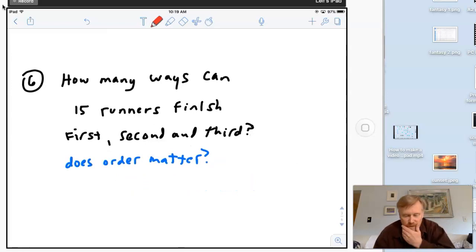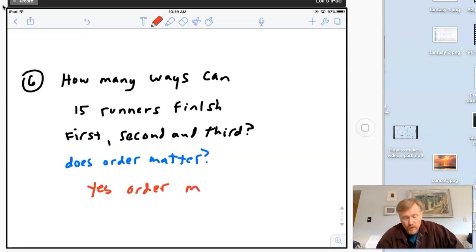How many ways can 15 runners finish first, second, and third? And the driving question you're always asking yourself with this one is, does order matter? Because maybe it's permutations and maybe it's combinations. We'll cover them both. Order matters for this, first, second, and third, because everybody wants to come in first, right? Well, why would you come in third if you could come in first? So order obviously does matter. Yes, order matters, which means we're working with permutations. We're using that formula, okay?